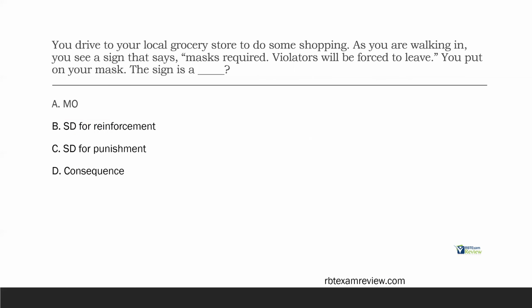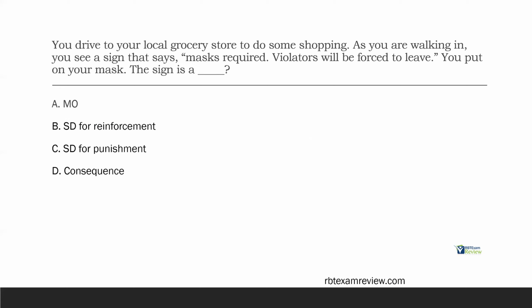You drive to your local grocery store to do some shopping. As you are walking in, you see a sign that says, "Mask required. Violators will be forced to leave. Put on your mask." The sign is what? Is it an MO, an SD for reinforcement, an SD for punishment, or a consequence? Well, does the sign alter the value of the mask? Not really. It doesn't really alter the value of that reinforcer. So not really an MO.